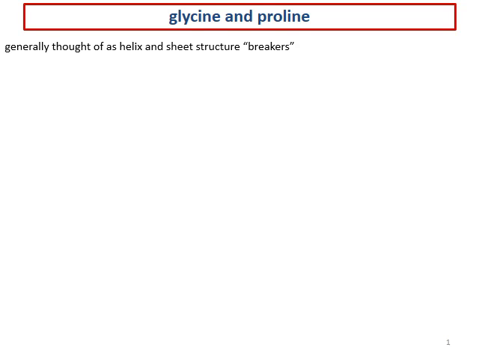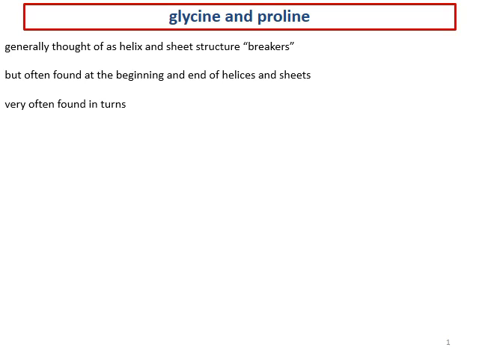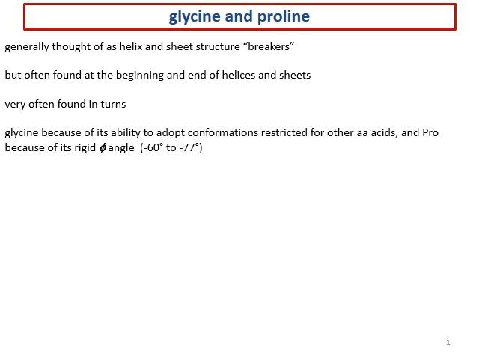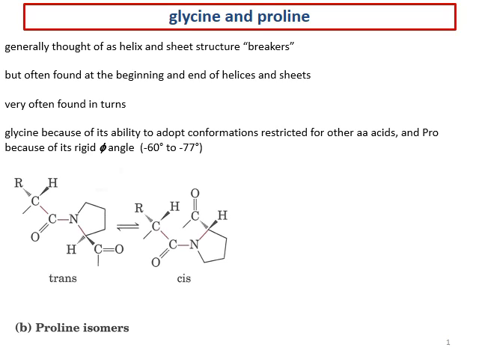So, glycine and proline are generally thought of as helix and beta sheet structure breakers, but they're often found at the beginning and end of helices and sheets. They're very often found in turns. Glycine, because of its ability to adopt conformations restricted for other amino acids, and proline, because of its rigid phi angle of -60 to -77 degrees.